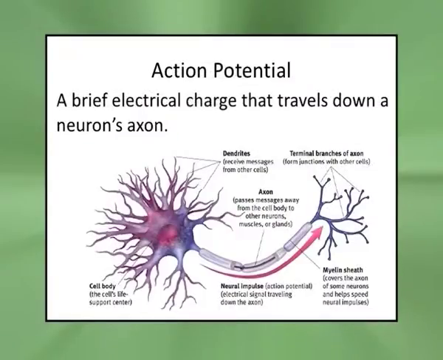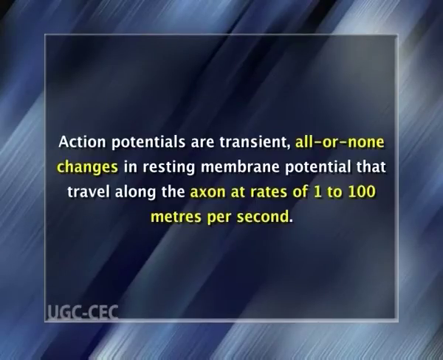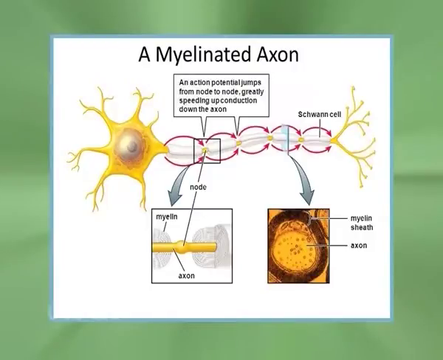In neurons, electrical signals called action potentials propagate from the cell body down the axon to the synaptic terminals where stored neurotransmitter is released. Action potentials are transient, all or none changes in resting membrane potential that travel along the axon at rates of 1 to 100 meters per second. Myelin, a fatty insulating material derived from the cell membrane of glial cells, covers the axon of many vertebrate neurons and speeds the conduction of action potentials.